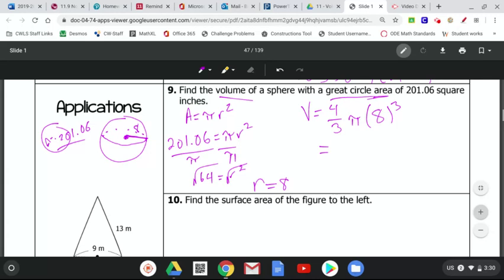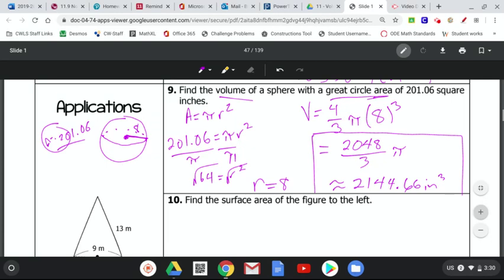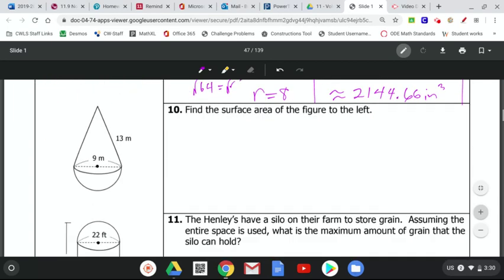When you do 4 times pi times 8 cubed, you should get 2,048 divided by 3 pi. That's your exact answer, and your decimal approximation is going to be 2,144.66 inches cubed. So those are your answers right there, guys. We found it by finding the radius first, then plugging that radius into the volume formula. All right, so next one.